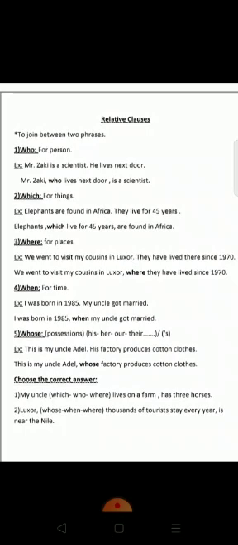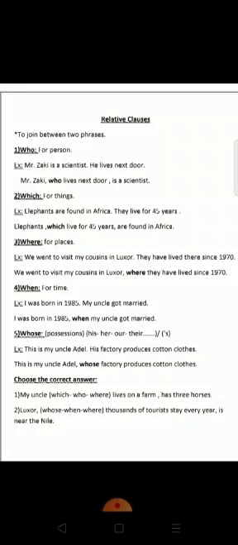Example, I was born in 1985. My uncle got married. So here I'm referring to the date, which is 1985. So I was born in 1985 when my uncle got married because I'm talking about the year. So it's referring to time.